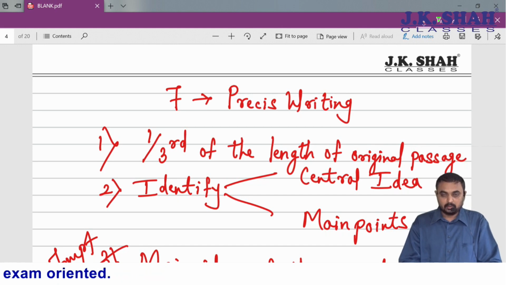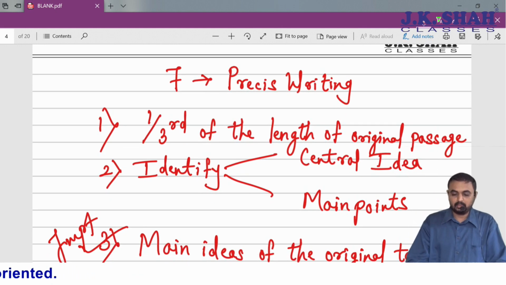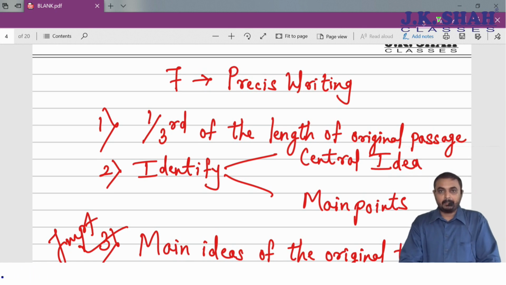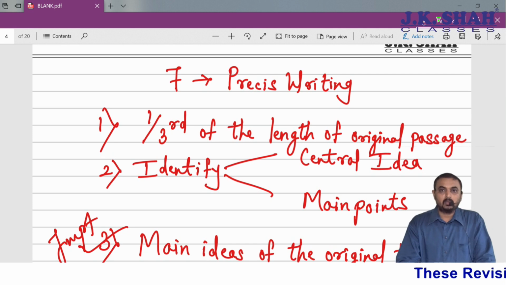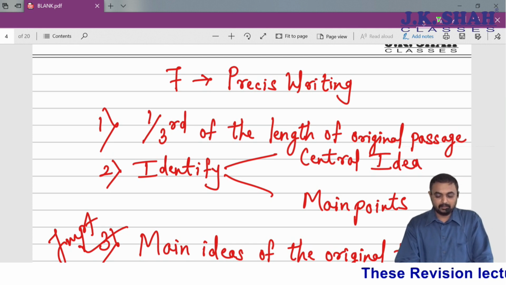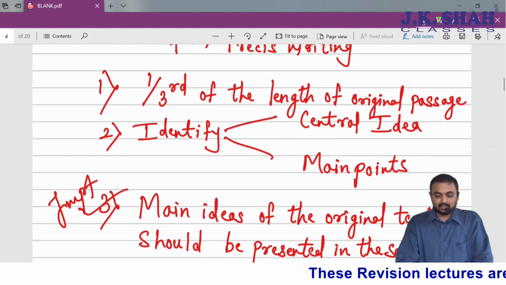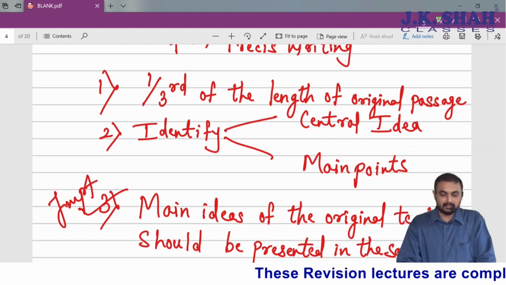Dear students, today we will see the revision of topic number 7, that is Precis writing. A shortening of text in one's own words is known as Precis writing. What are the important points that you should consider?